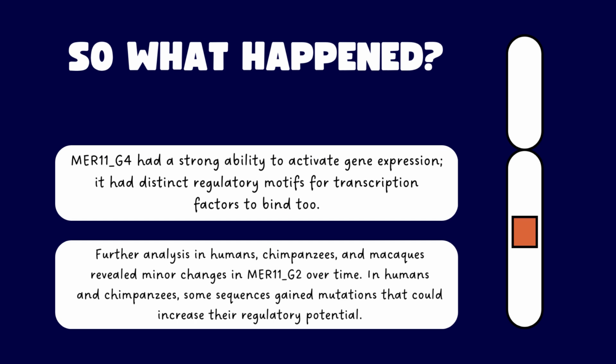So what happened? MER11G4 had a strong ability to activate gene expression. It had distinct regulatory motifs for transcription factors to bind to. Further analysis in humans, chimpanzees, and monkeys revealed minor changes in the MER11G2 over time. In humans and chimpanzees, some sequences gain mutations that could increase their regulatory potential.